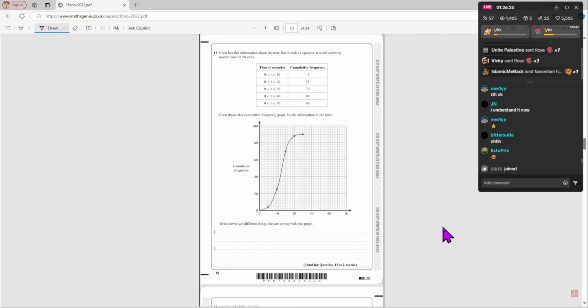So Chen has this information about the time that it took an operator at a call center to answer each of 90 calls. We have a cumulative frequency table, and he has also drawn the graph. It says Chen draws this cumulative frequency graph for the information in the table. Write down 2 different things that are wrong with this graph.